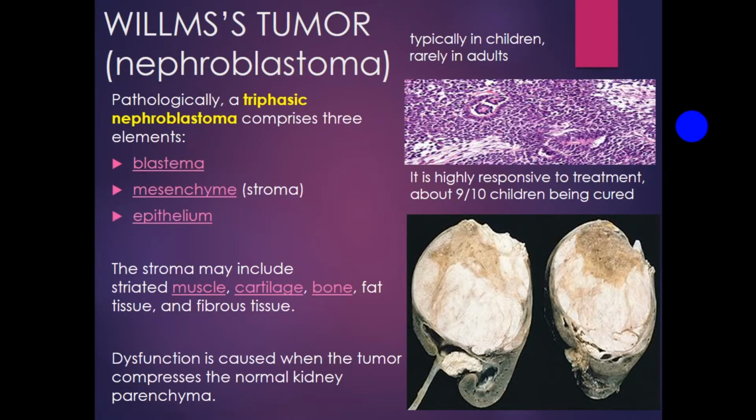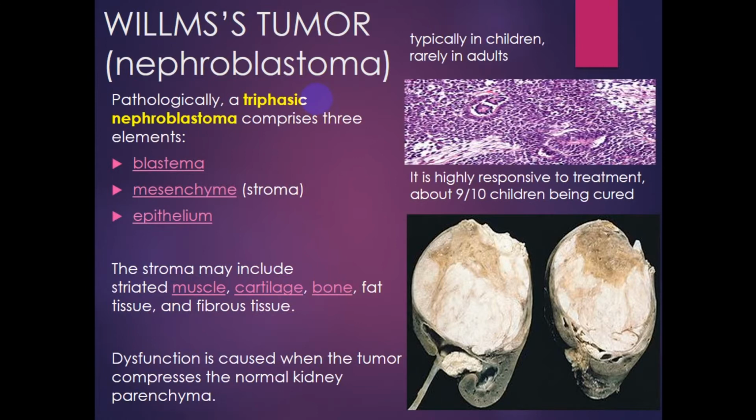Pathologically, it's a triphasic nephroblastoma, comprising 3 elements: blastema, mesenchyme, and epithelium. These structures can be affected. Stroma may include striated muscle, cartilage, bone, fat tissue, and fibrous tissue, but that doesn't mean it's a dermoid cyst. It's a commonly spread nephroblastoma.